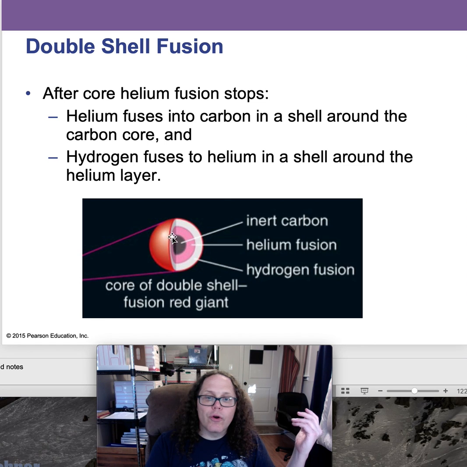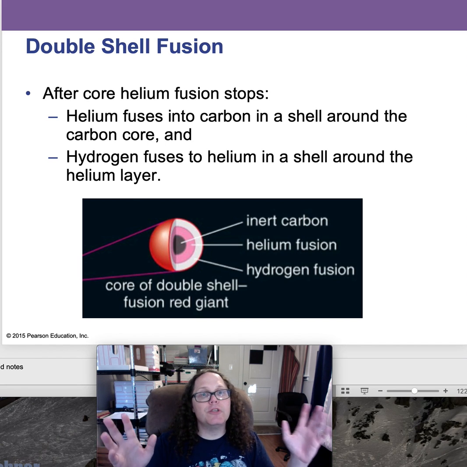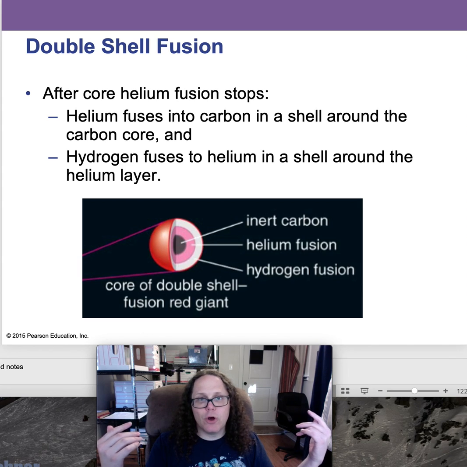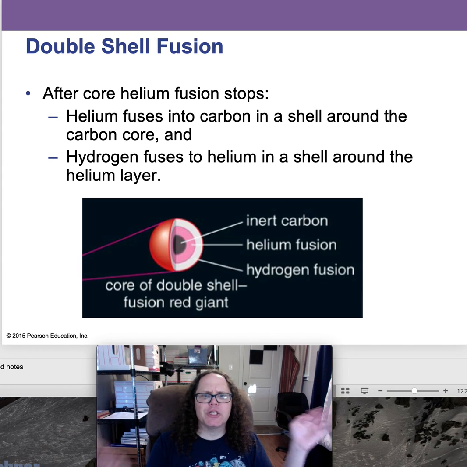Outside the core is a shell fusing helium into carbon. And outside that is a shell fusing hydrogen into helium. Once again, the thermostat is broken, so the star gets more and more luminous. It gets brighter and redder. We call this star a double shell red giant, sometimes called the asymptotic giant branch.